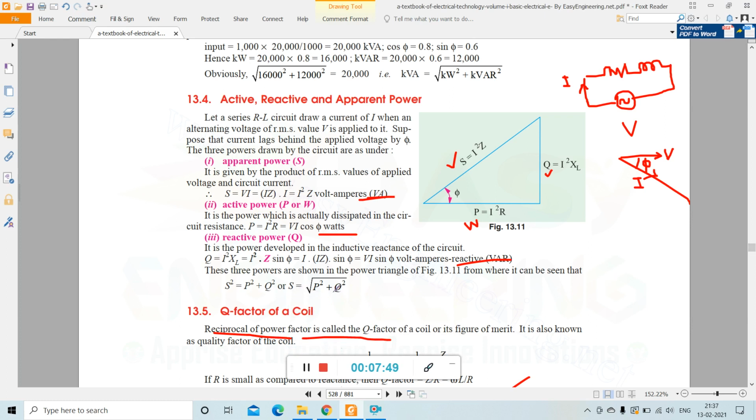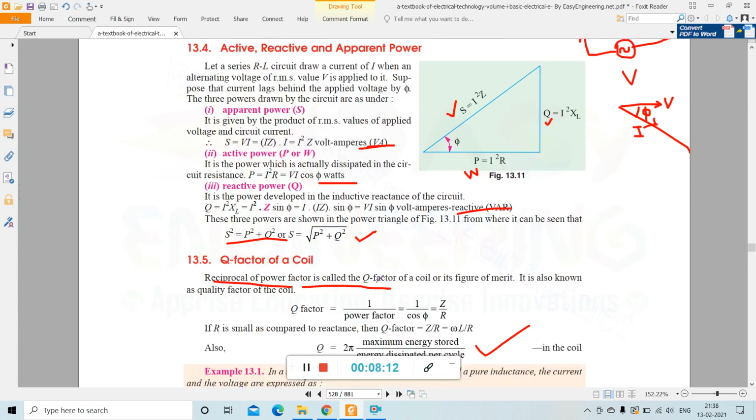These three powers are shown in this power triangle. In this power triangle all the three powers, active power, reactive power and apparent power, are shown. The relation between these three is S square is equal to P square plus Q square, or S is equal to the square root of P square plus Q square. This is the apparent power expression.